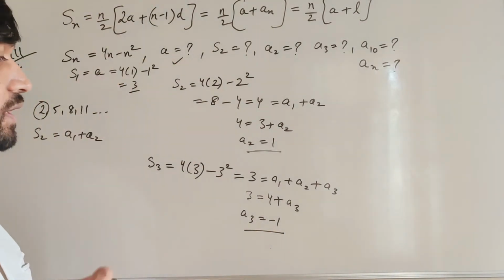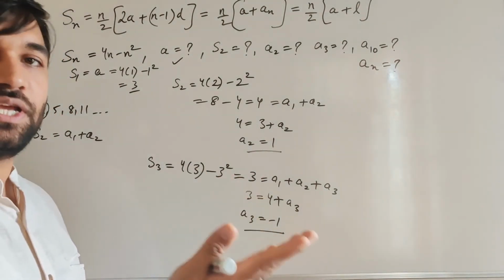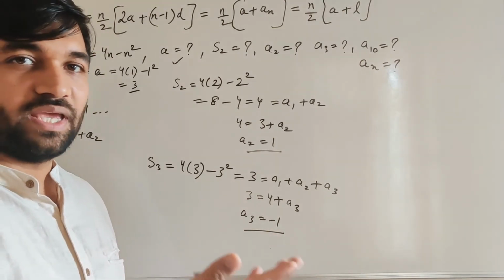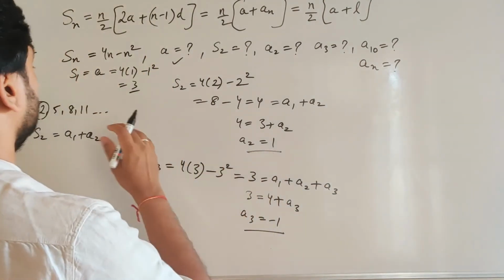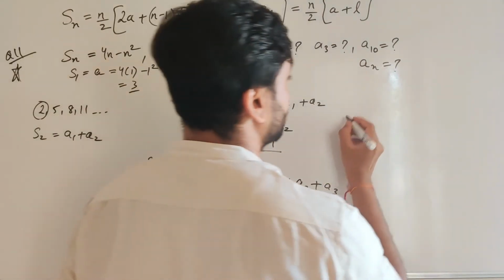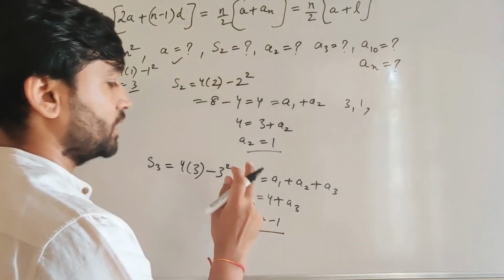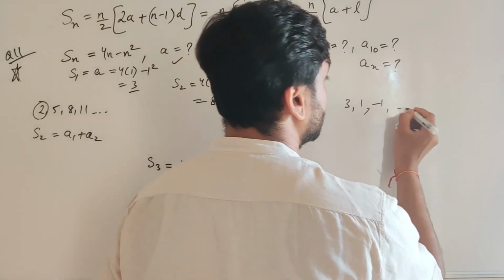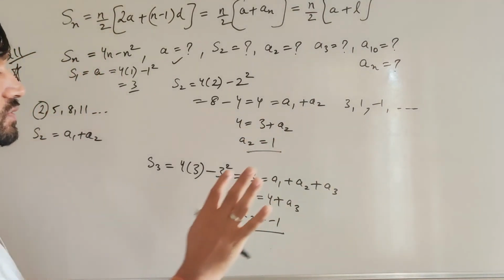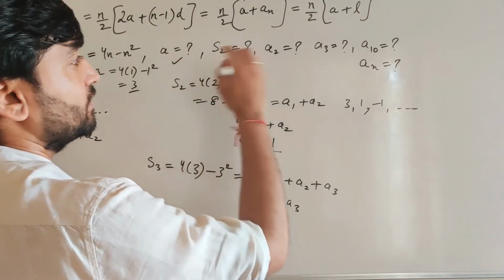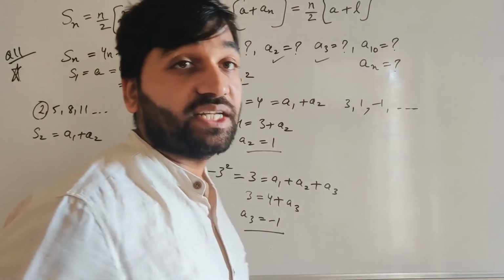Okay, so likewise, this way, what I've done is I've found A1, A2, A3. A1 is nothing but a, the first term. So I can write out the AP now. What is the AP? A1, which is 3. A2, which is the second term. A3, which is the third term. And so on. So this is your AP here for this question. So what all terms have we found? We found A1, we found A2, and we found A3 as well. Now the question is to find A10.